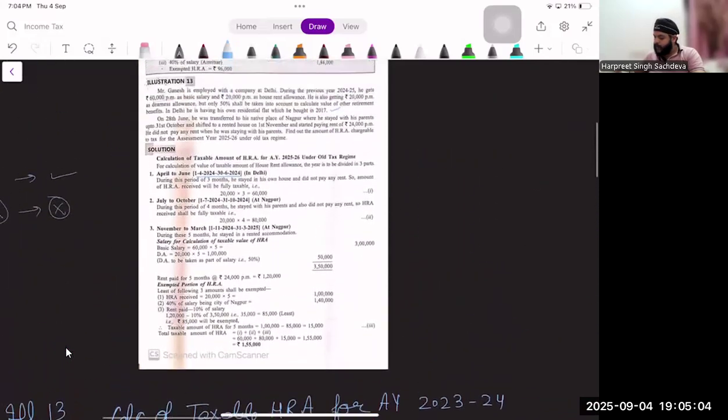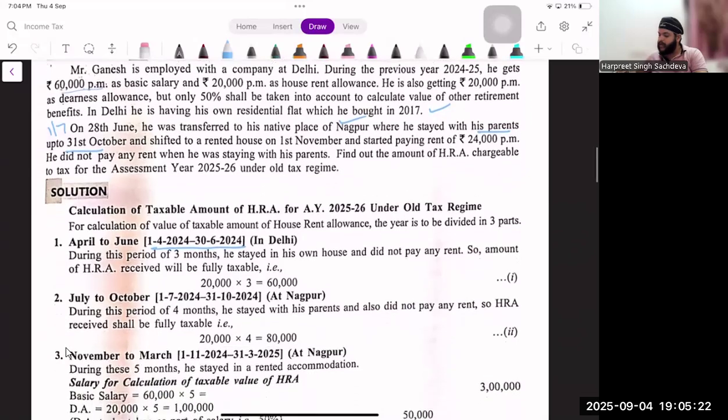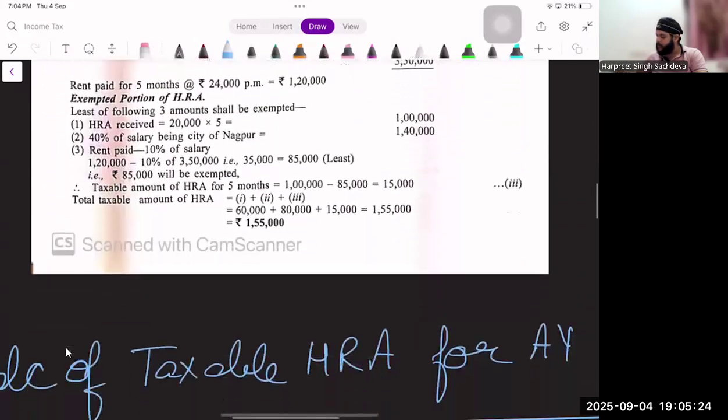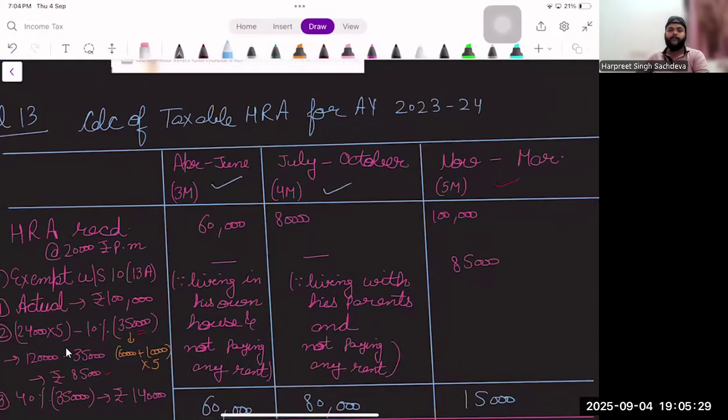Second one. He stayed from 1st July up to 31st October at Nagpur with his parents. Means again paying no rent. July, August, September, October, 4 months. July to October, 4 months, second splitting.